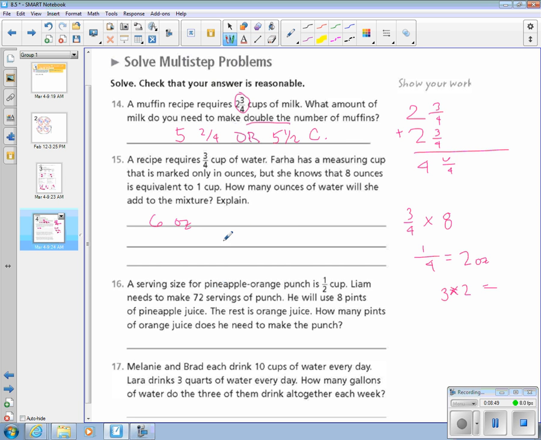I'm going to ask you to pause it and write why. Explain. Give me the best explanation you've ever explained in your life. And then, once you're done explaining, I want you to continue on and solve 16 through 18 on your own, and then check back for answers.